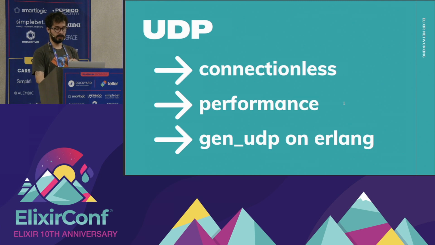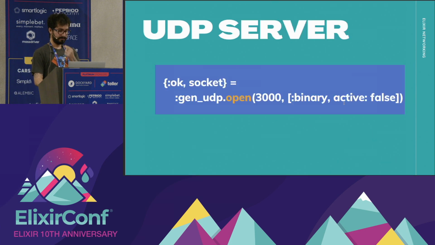We're going to use gen_udp in Erlang to create a new UDP server and client here. In TCP we used listen, because we were saying, hey, I want to listen for connections. Here we're just going to say open. I want to bind my server to a port, and I'm going to use the same options, binary and active false, because I want to receive that information and be able to process it.